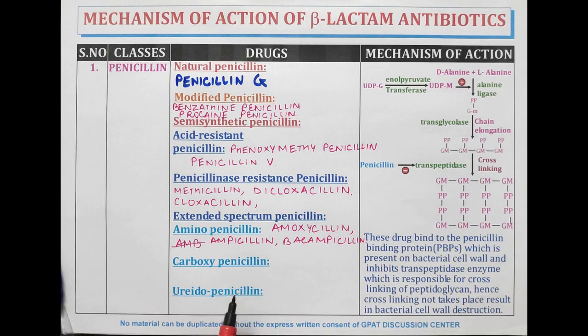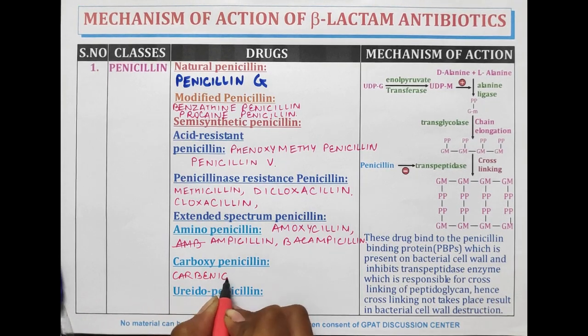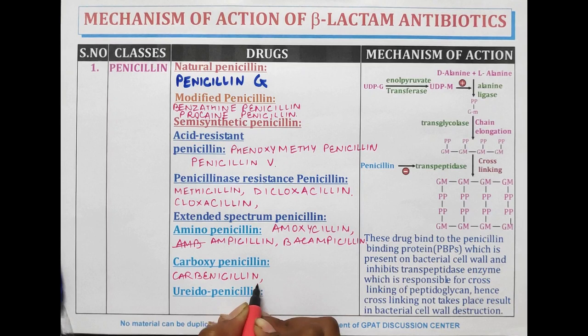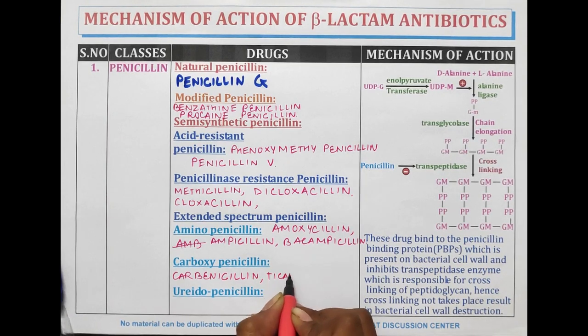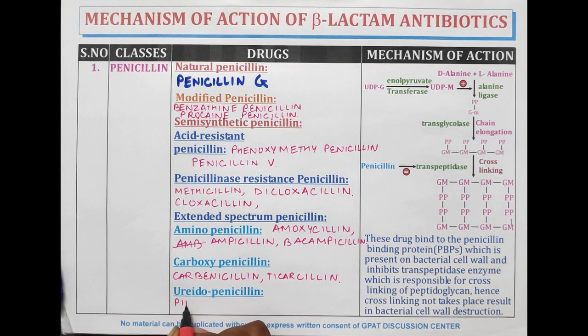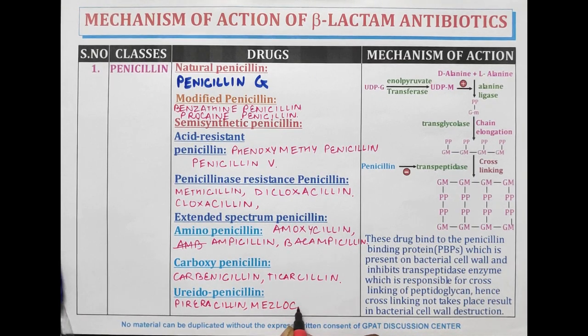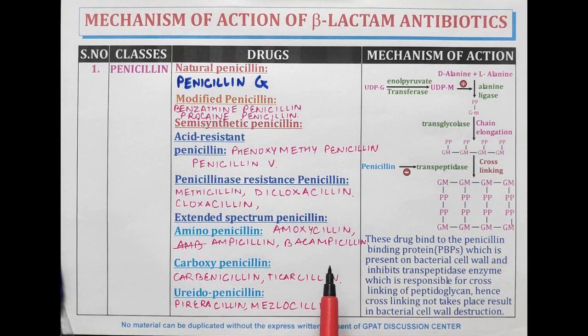Carboxypenicillins. The drugs are carbenicillin and ticarcillin. Ureidopenicillins are piperacillin and mezlocillin. These were the detailed classification of penicillin.